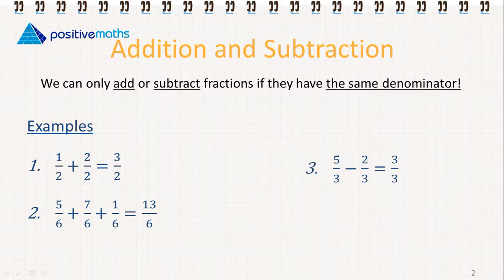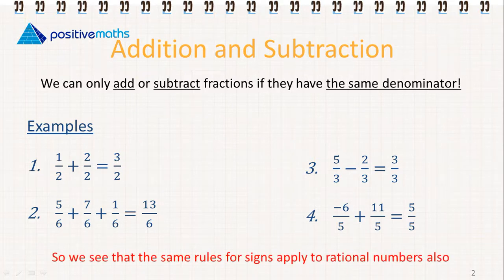The rules apply when we are subtracting also. So 5 over 3 minus 2 over 3 will give us 3 over 3. Minus 6 over 5 plus 11 over 5 gives us 5 over 5, because 11 minus 6 gives us 5. So we see that the same rules for signs apply to rational numbers also.